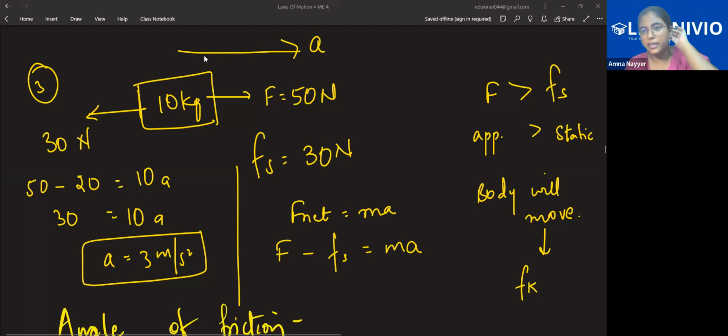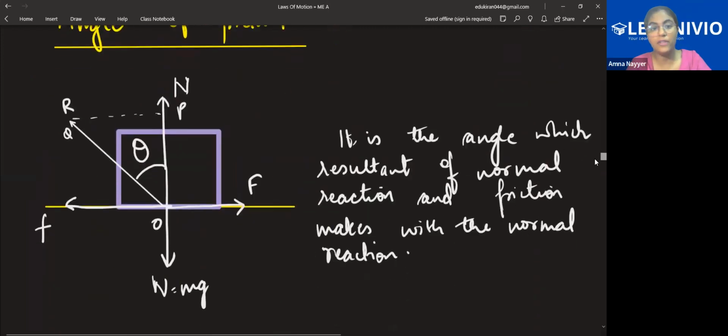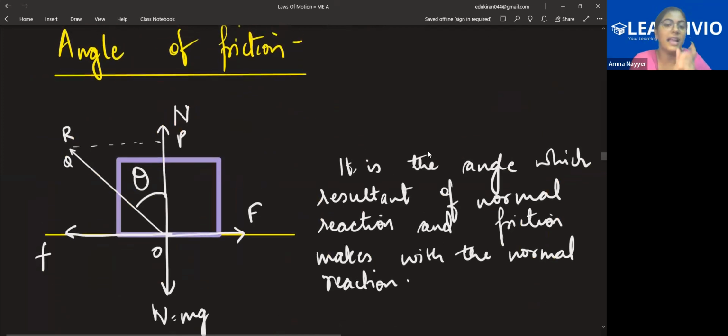Look at the next part. Here we have the angle of friction. Now, understanding the angle of friction is very important. What is angle of friction? Because you have two quantities over here, angle of friction and angle of repose, you should be aware of this. What is angle of friction and what is angle of repose?